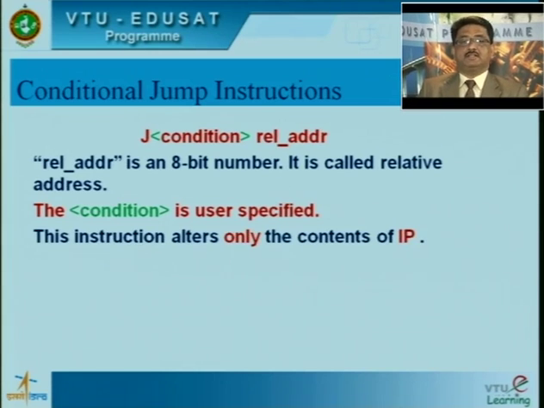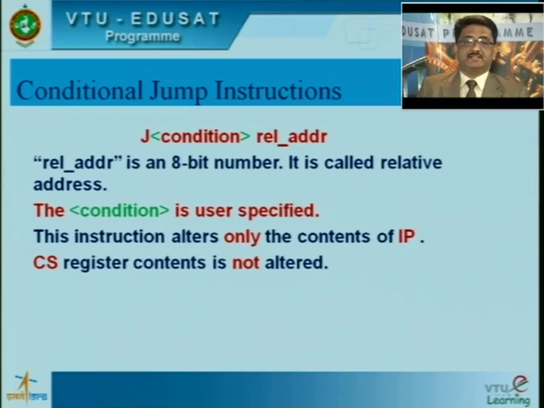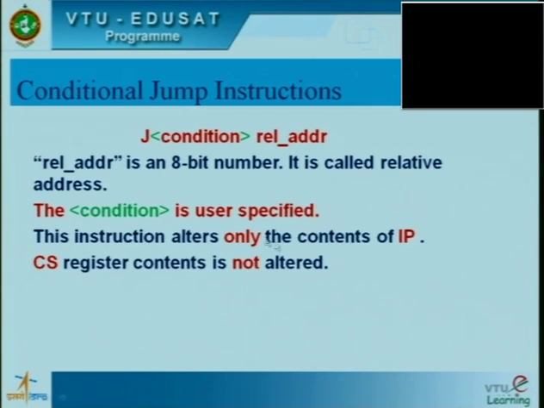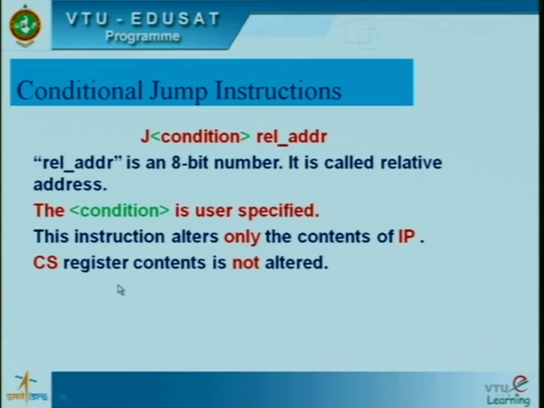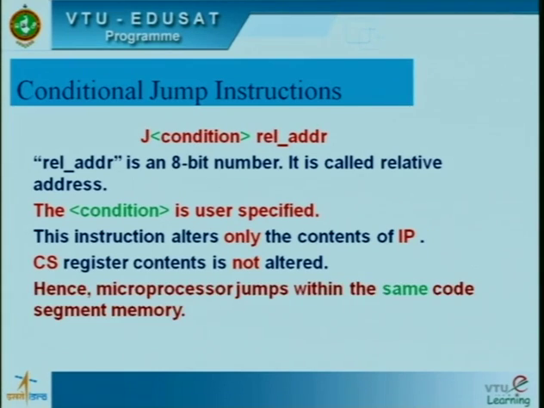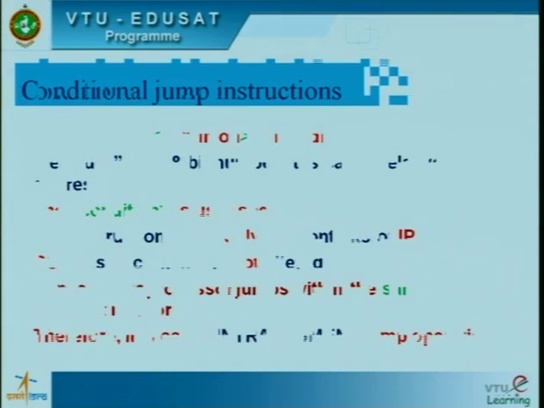The instruction alters only the content of IP. Why does the instruction alter only the content of IP? Why does it not alter the content of CS? It alters only the content of IP and does not alter the content of CS, because conditional jumps are always short jumps and they are intra-segment jumps. Hence, the microprocessor jumps within the same code segment of memory, where it is an intra-segment jump.